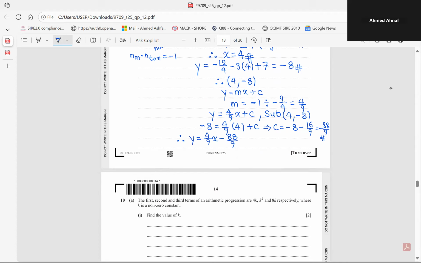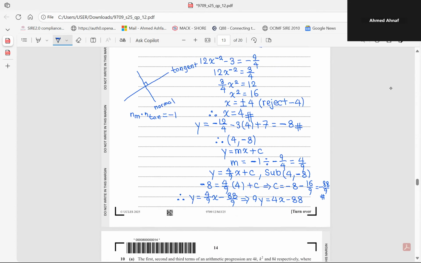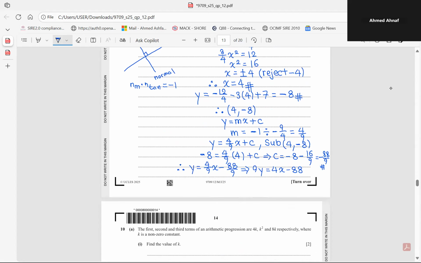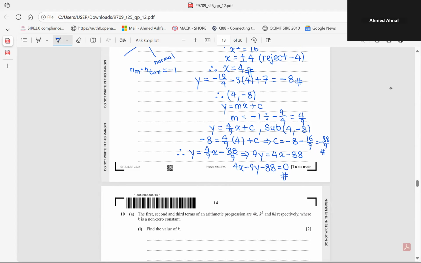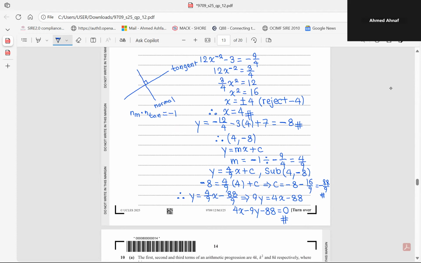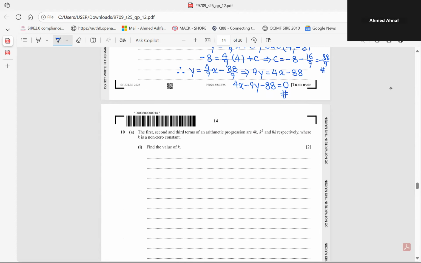So in order to make all of these integers, let's multiply everything by 9. So we'll get 9y equals 4x minus 88. In order to make it into this form, we're going to have to make our x term first. So let's move everything towards the right-hand side. So this would be 4x minus 9y minus 88 equals 0. So this is our final answer for this question. Let's head on to the next question.